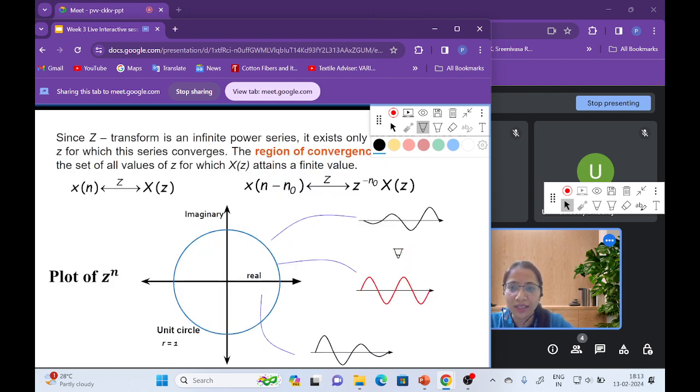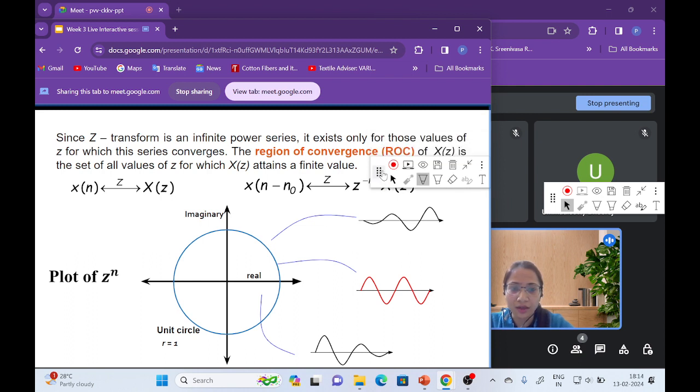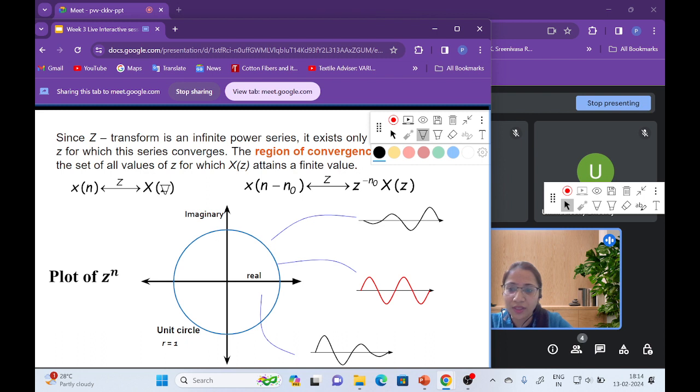Since the Z transform is an infinite power series, it exists only for those values of z for which the series converges. The region of convergence of X of z is the set of all values of z for which X of z attains a finite value. X of z is the Z transform representation of signal x of n, and similarly x of n minus n naught is represented by z to the power minus n naught times X of z.